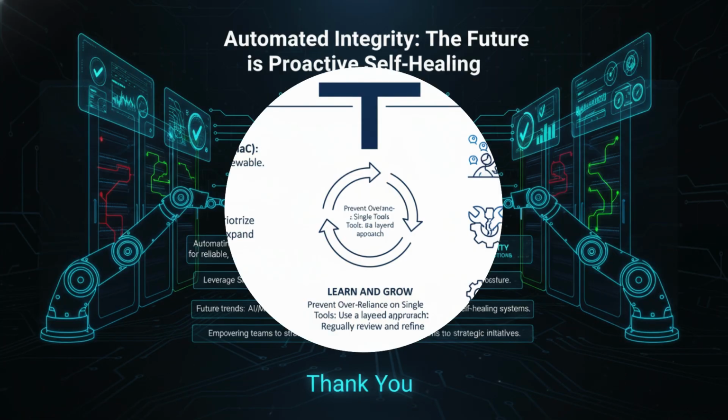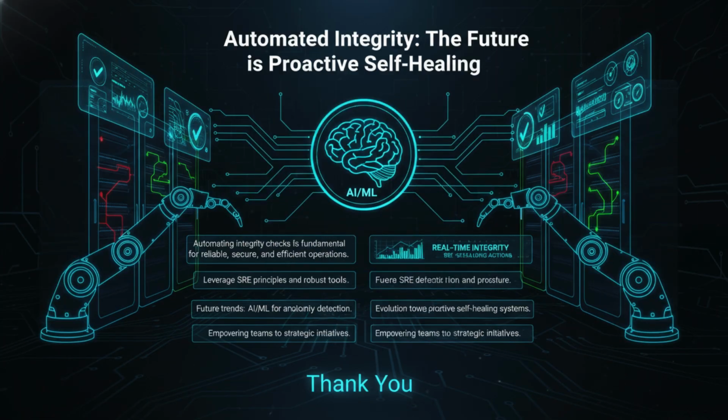In conclusion, automating infrastructure integrity checks guided by SRE principles is no longer a luxury, but a fundamental necessity for any organization striving for highly reliable, secure, and efficient operations. We've explored how understanding infrastructure integrity, embracing automation to reduce toil, leveraging SRE principles like error budgets, and utilizing a robust set of tools can transform your operational posture. The journey involves meticulous design of checks, seamless integration into CI/CD, and a well-defined response strategy for breaches.